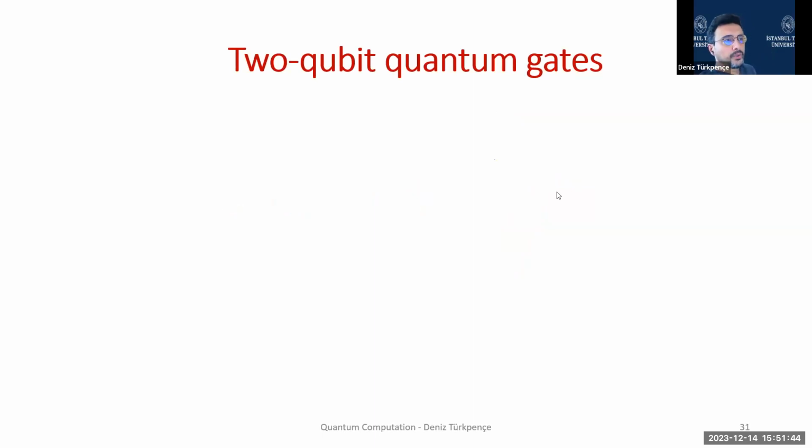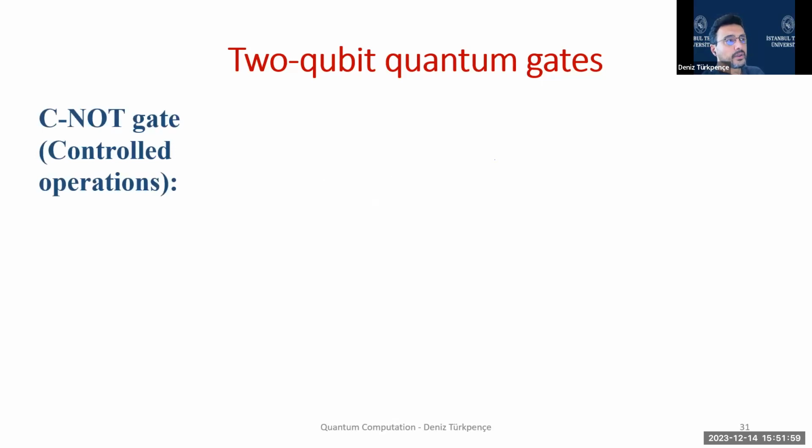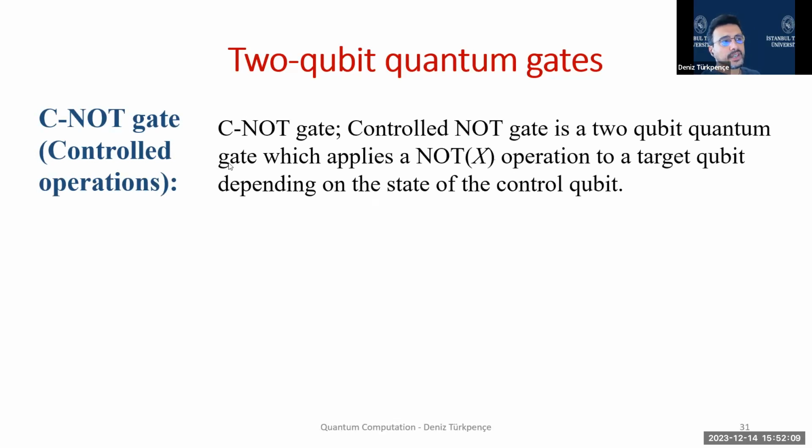So let's conclude with 2-qubit quantum gates. Here we talked about single-qubit quantum gates, and now we are ready to talk about 2-qubit quantum gates because we have seen the tensor products. The most elementary and significant quantum gate is the controlled NOT, or controlled operations. A CNOT gate, or controlled NOT gate, is a 2-qubit quantum gate which applies a NOT operation to a target qubit depending on the state of the control qubit.